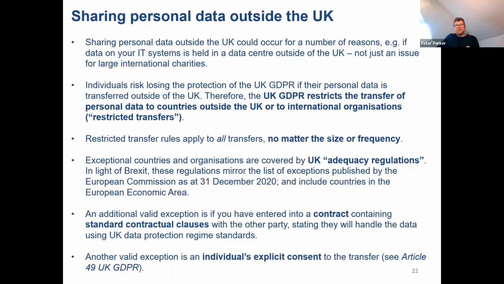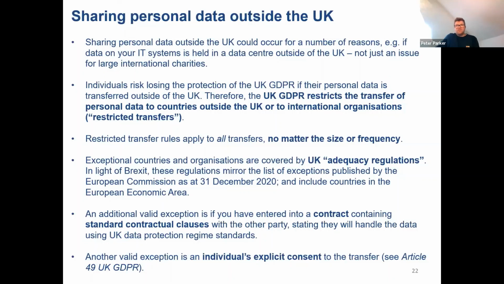This ultimately, though, is not just an issue for large international charities. So why is it important to know whether this is the case? Well, individuals risk losing the protection of the UK GDPR if their personal data is transferred outside of the UK. So the UK GDPR then restricts the transfer of personal data to countries outside the UK or to international organisations, and this is known as a restricted transfer. These restrictions apply to all transfers, no matter the size of transfer or how often you carry them out.